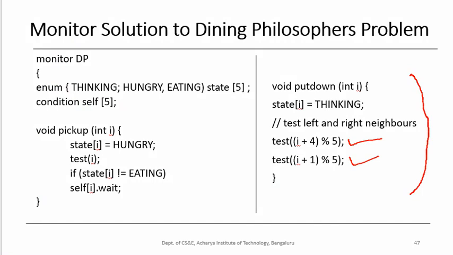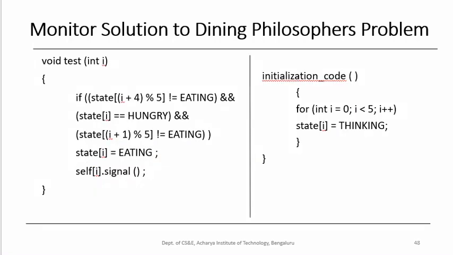I hope you understood. In pick up, we change the state of the philosopher to hungry, and test whether the chopsticks are available. If available, eat. Otherwise, wait. While putting down, change the state of the philosopher to thinking because he has finished eating, and check to see whether any of his neighbors are interested in eating and waiting for the chopsticks held by the philosopher who is putting them down now. Okay.